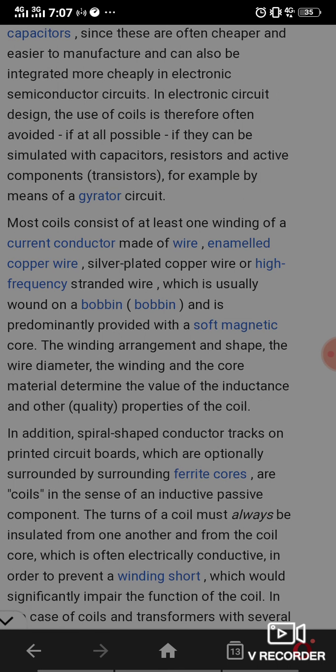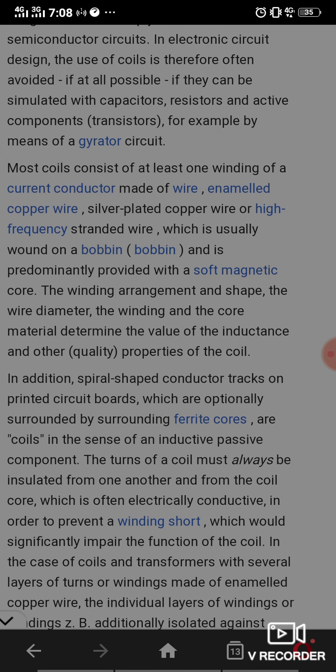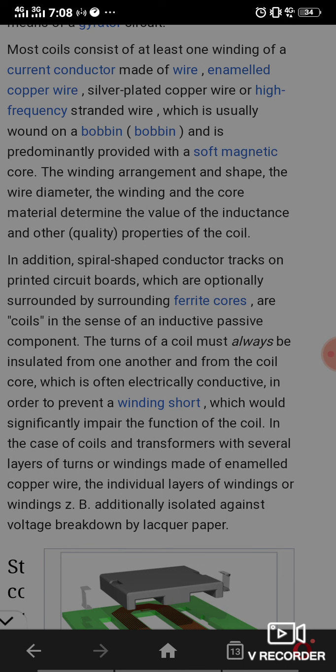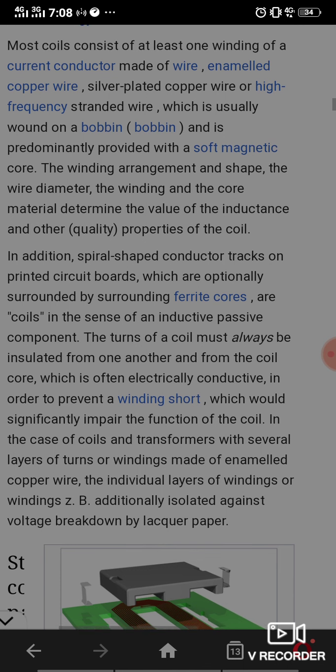In addition, spiral-shaped conductor tracks on printed circuit boards, which are optionally surrounded by ferrite cores, are coils in the sense of an inductive passive component. The turns of a coil must always be insulated from one another and from the coil core, which is often electrically conductive, in order to prevent a winding short, which would significantly impair the function of the coil.